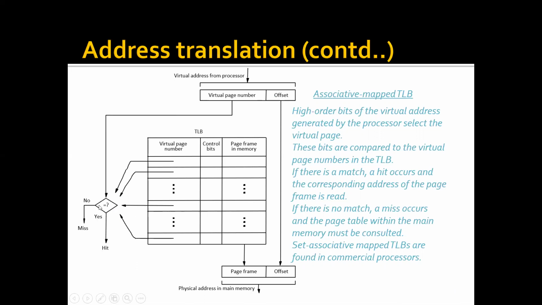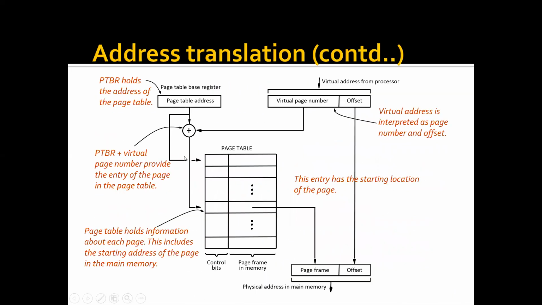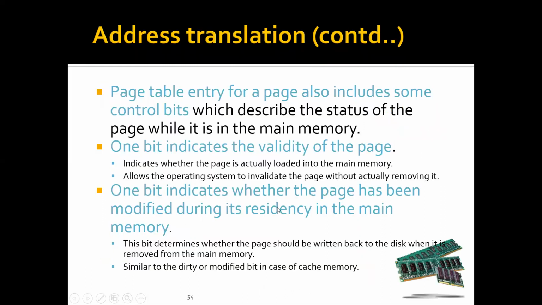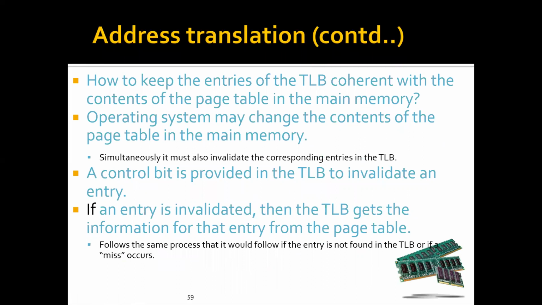If it is not found, what will we do? If it is not found in the TLB, then we go to the PMT. To go to the PMT, it will get the corresponding entry by adding to the base register. The corresponding frame number will be obtained. The frame number can be added with the offset so that the physical address can be obtained. This is the way the address translation is done.